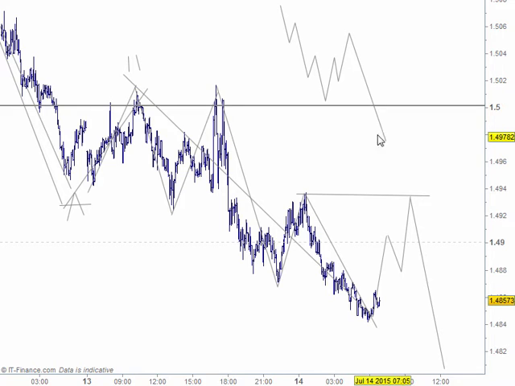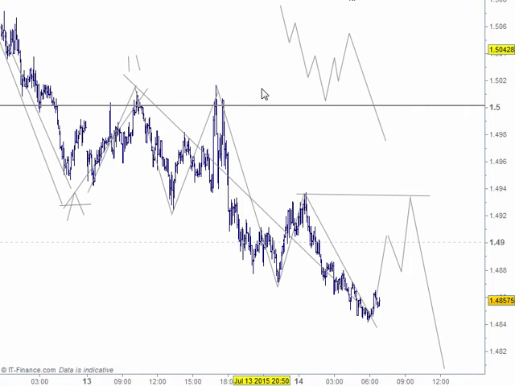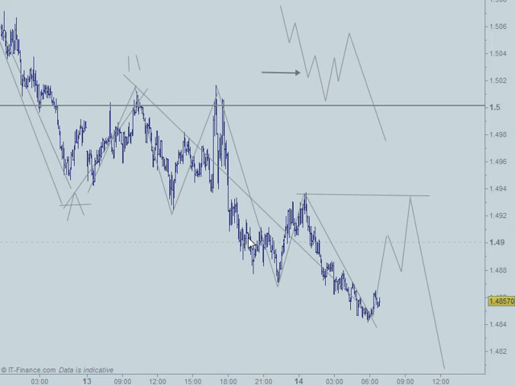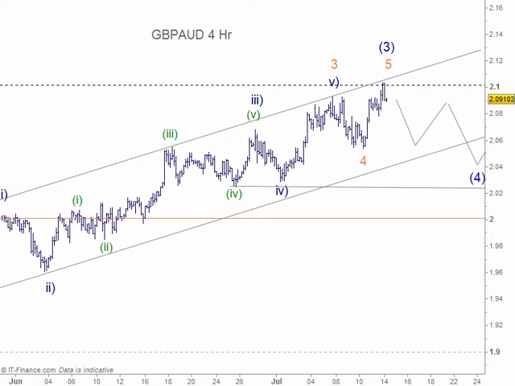So currently we're at the bottom of wave 3. So currently we're just there. Okay, so I will save that so we can just track it through a little bit. Okay, the pound. Now the pound has got to 2-1, so we have to expect a correction here as well.